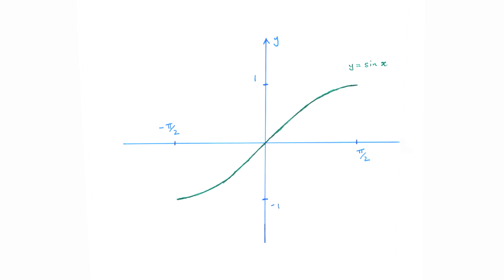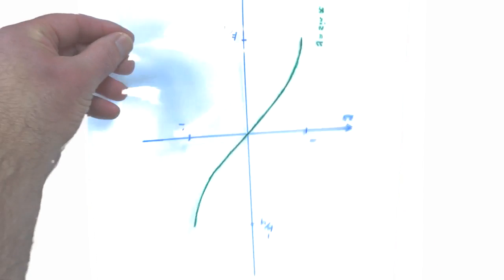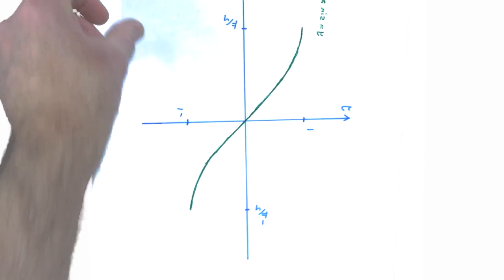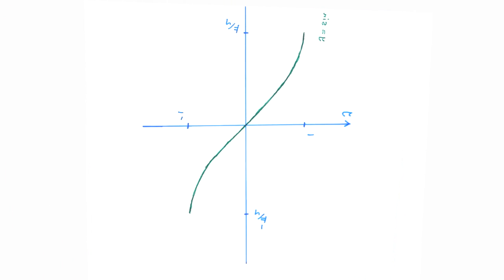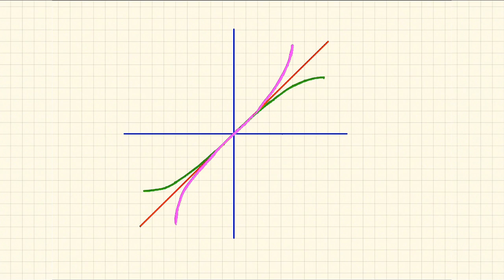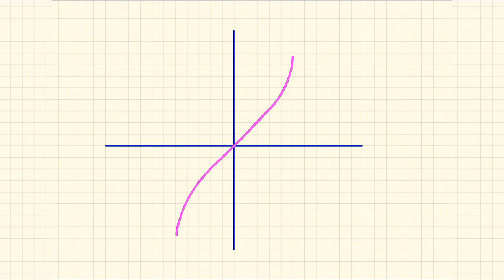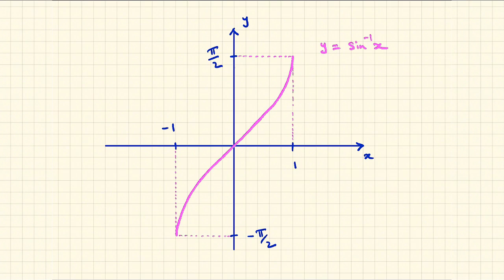Let's see what happens to this fragment of the sine curve when we reflect in the line y equals x. To simulate the reflection, we can take a transparency with this fragment and flip it over. Here are the fragment, the line y equals x, and the reflected image all on the same diagram. And here's the reflected image on its own. The roles of input and output have been interchanged, so the labels plus and minus π/2 now become points on the vertical axis, and the labels plus and minus 1 now become points on the horizontal axis. And we have the graph of y equals inverse sine of x.